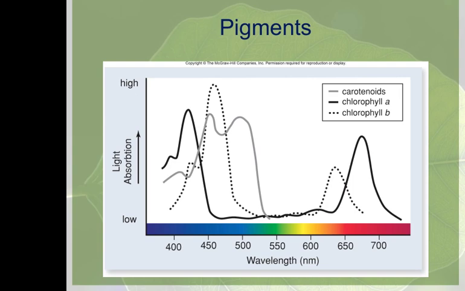Now, don't take my word for it that plants have these different pigments. One of the processes in lab that you will conduct is to extract pigments from leaves, spread them out on some chromatography paper, and see for yourself that they're there.